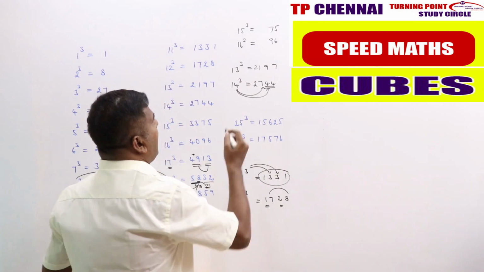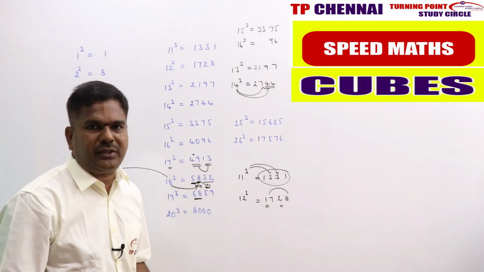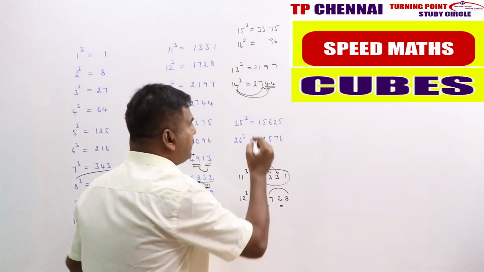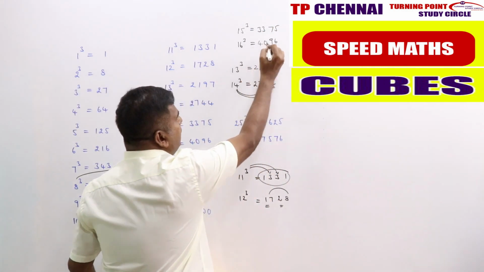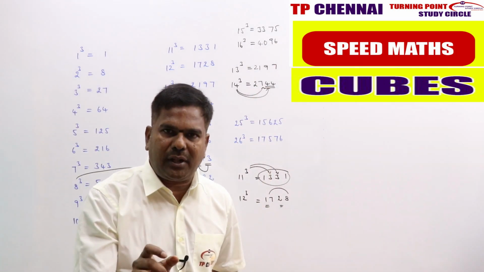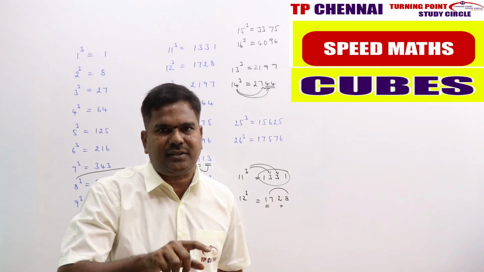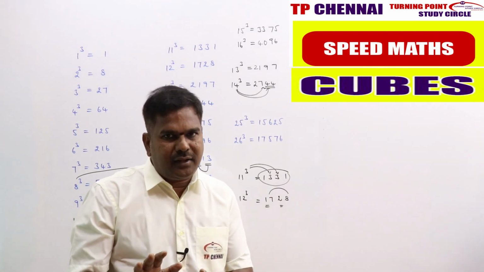And 15 cube starts with 33. Just remember it. 16 cube starts with 40. So 15 cube starts with 33, and 15 5s are 75. 16 cube starts with 40, and 16 6s are 96. That's it.